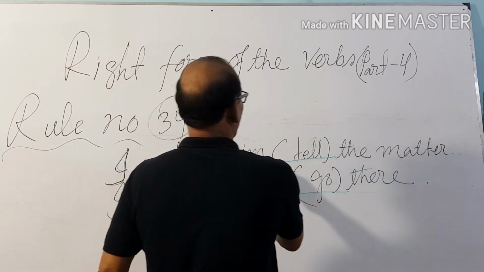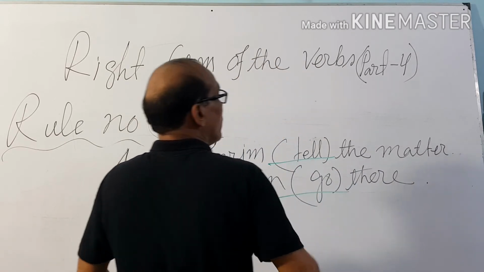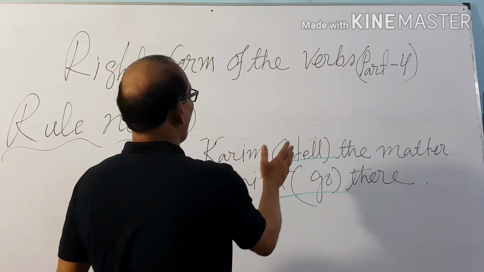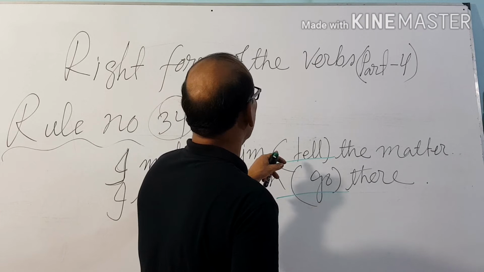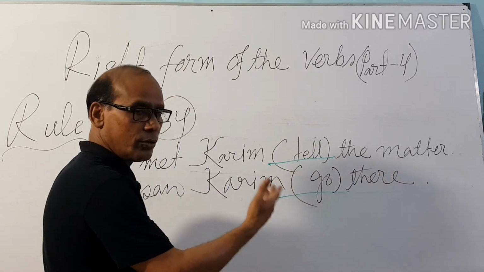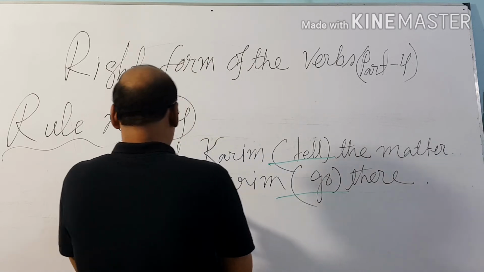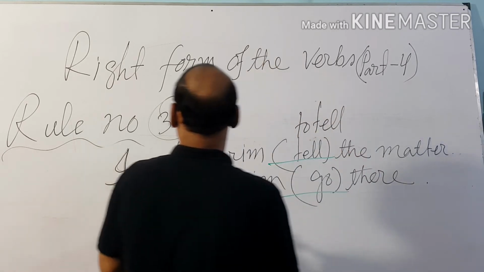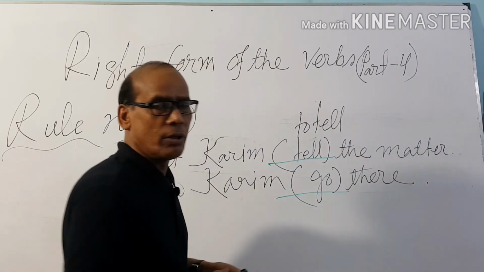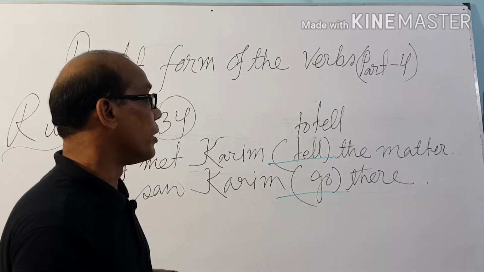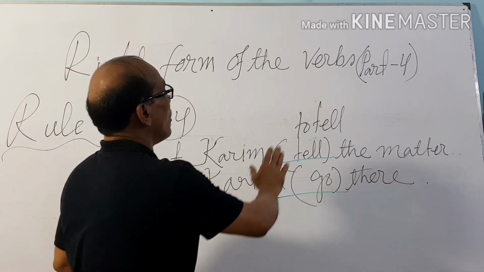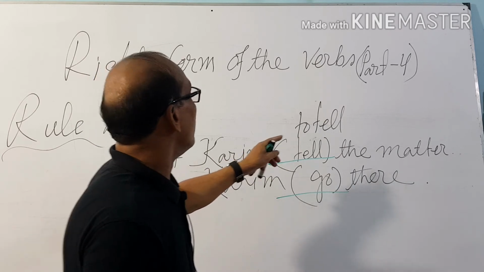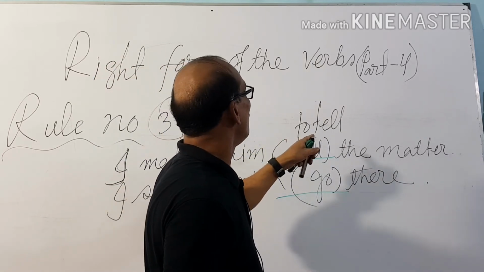Here, I met Korim to tell the matter. This sentence indicates purpose. Why did I meet Korim? To tell the matter, to tell the case, to tell the subject. So here we will have to use to tell. If we use "I met Korim telling the matter," it will make confusion and will not make any concrete meaning. There is no alternative to using to, the infinitive.